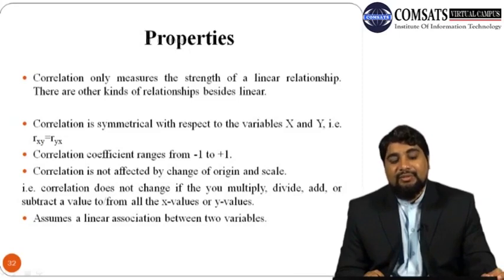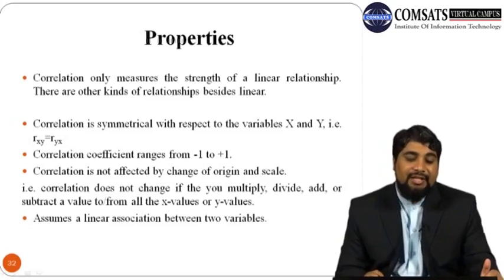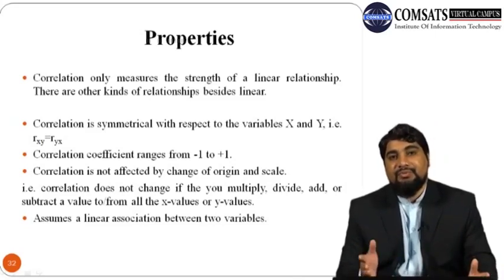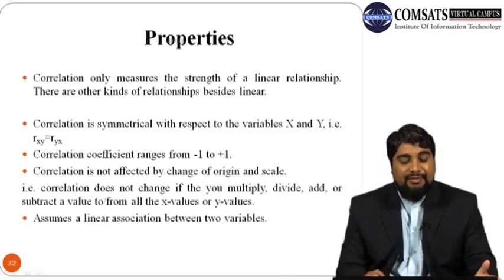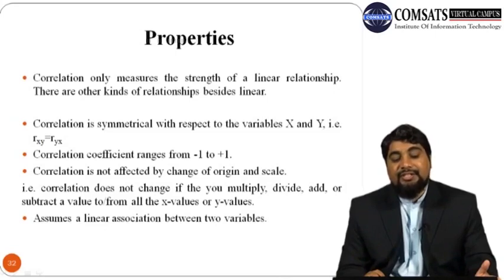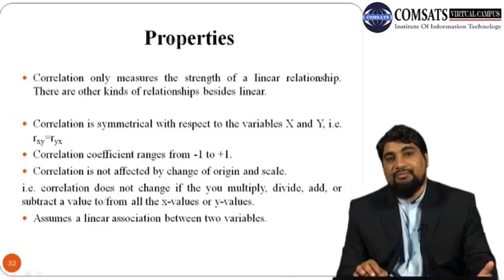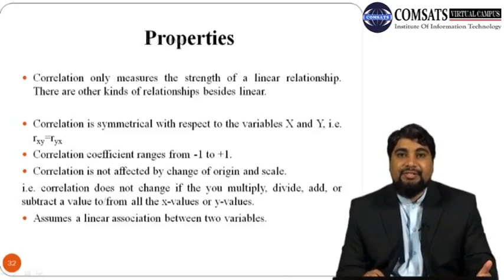The second property is that correlation is symmetrical with respect to the variables x and y. That is, the correlation between x and y is the same as the correlation between y and x. So rxy is the same as ryx. If you change the positions of the two variables, the correlation value will remain unchanged. The next property is that the correlation coefficient ranges from -1 to +1. If it is -1, we have a perfect negative relation. If it is +1, we have a perfect positive relation. If it is 0, we have no relationship or no linear association.